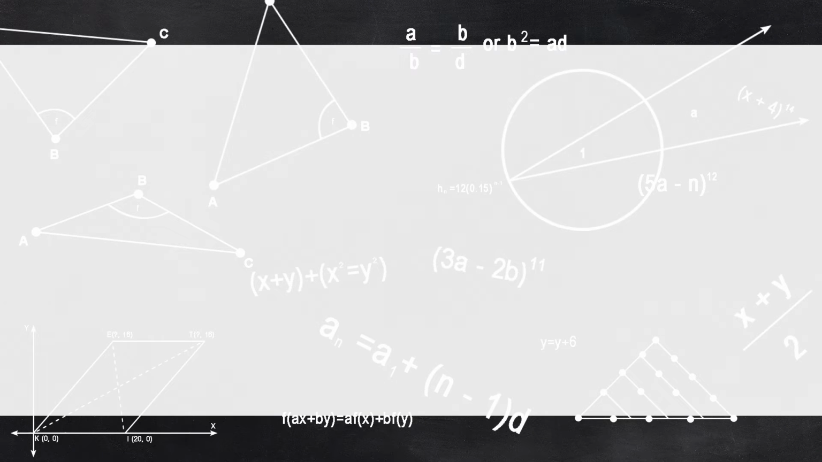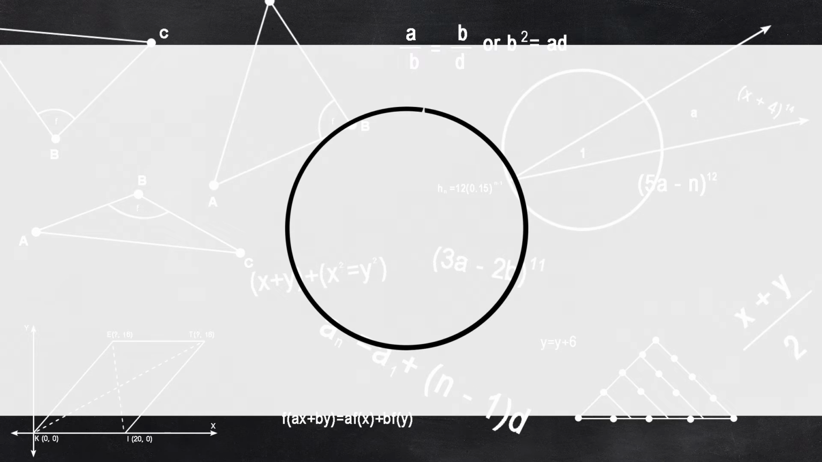A circle is defined as the set of all points in a plane that are equidistant to a fixed point. The fixed point is called the center of the circle. The distance between each point on the circle and the center is called the radius. The length around the circle is called its circumference.